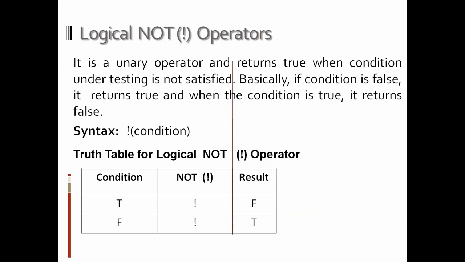Now here is the logical NOT operator. It is a unary operator and returns true when the condition under testing is not satisfied. Basically, if the condition is false, it returns true, and when the condition is true, it returns false. The syntax is like this, and we can look here at the truth table for logical NOT. NOT true will be false, and NOT false will be true.